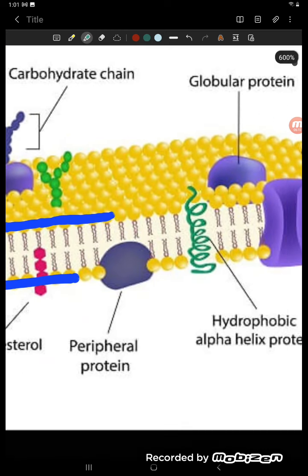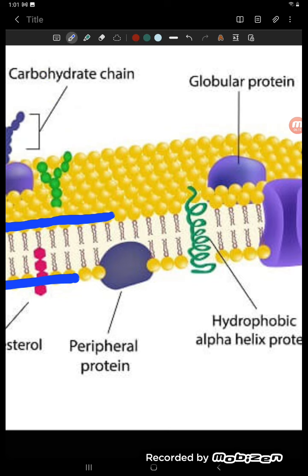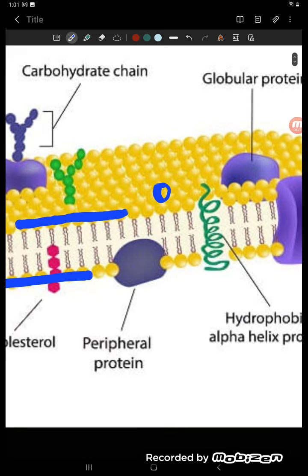So let's draw a picture. Let's assume that this is carbon dioxide. Even a smaller picture, but for the sake of understanding, just imagine that this is the carbon dioxide. The carbon dioxide, because it's small, can pass through the phospholipid like that and goes out to the other side.